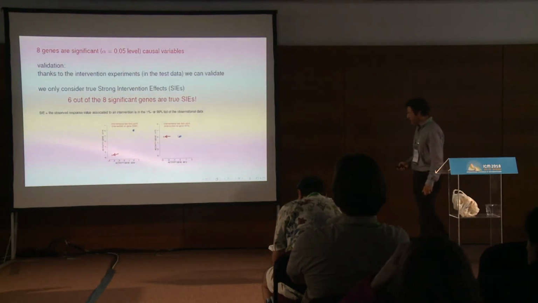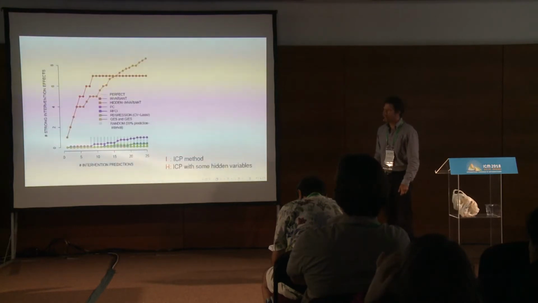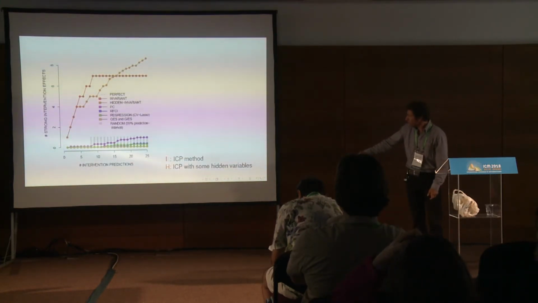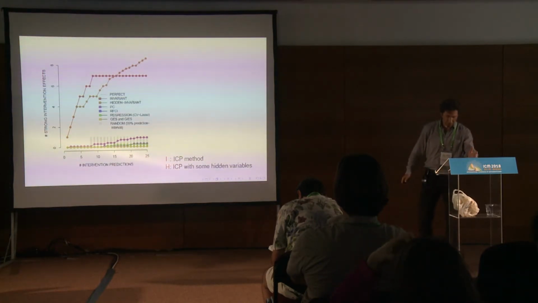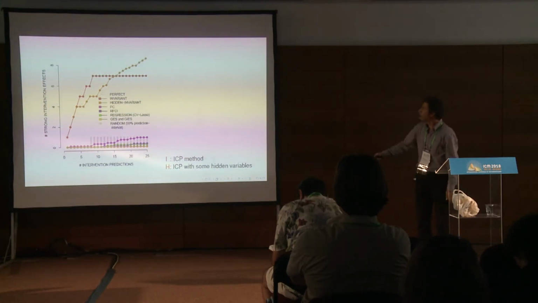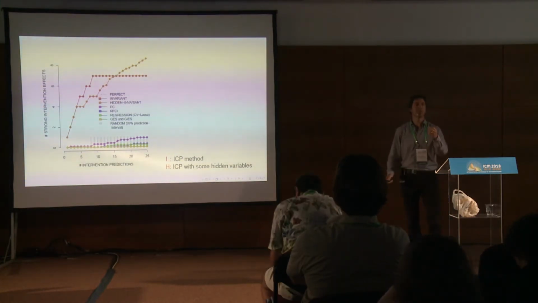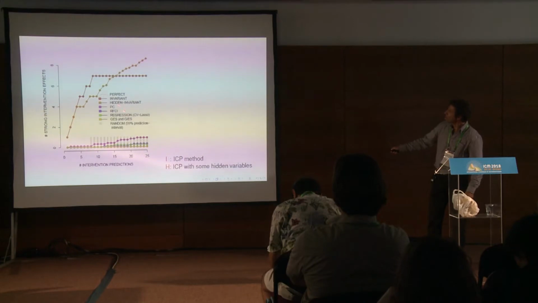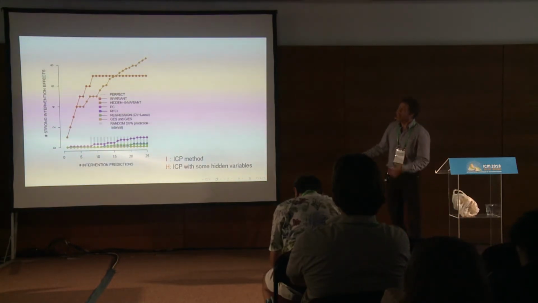And in statistics, we typically look better at something like this. This is an ROC type plot. On the x-axis, you look at the number of predictions you do. I have maybe my first prediction, my second prediction, my third. And on the y-axis, I look whether the prediction was a strong intervention effect or not. So this invariant causal prediction is the red line. And what happens here is quite interesting, I think.